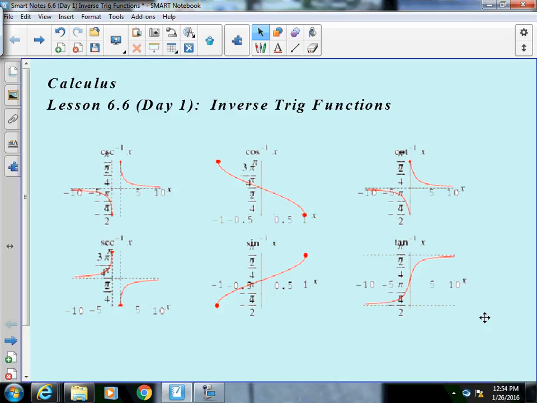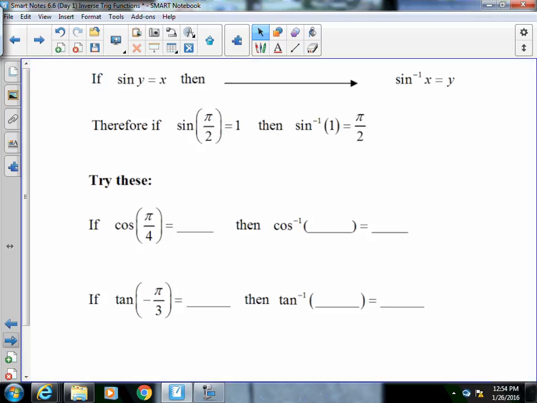Today, we're going to remind you of some information involving inverse trig functions, how to use them, what they find for us, and we're also going to begin getting into derivatives. So, before we do that, I'm going to remind you that inverses, or inverse functions, are functions whose x and y, or their domain and their range, switch with each other. So, if sine of y equals x, then the inverse sine of x equals y.